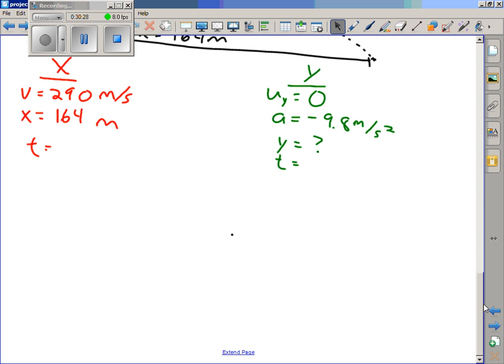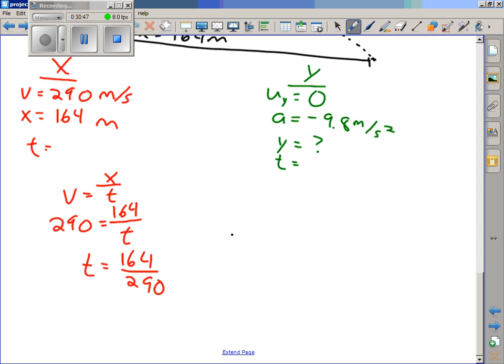The x. So let me come over here to the x. 290 equals 164 divided by t. T equals 164 divided by 290. T equals what? 0.57 seconds approximately. I can drag that up and use it there. Time is the same in each axis.